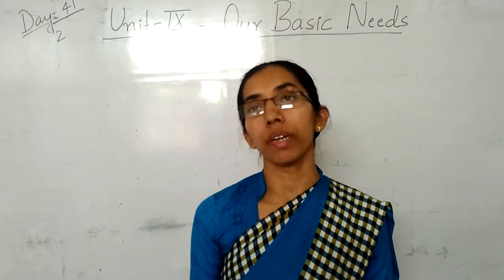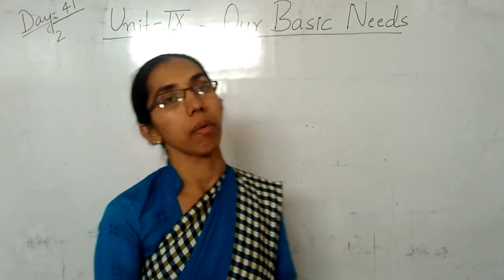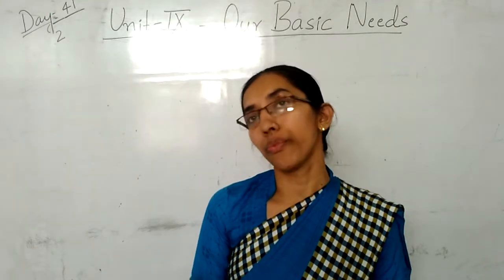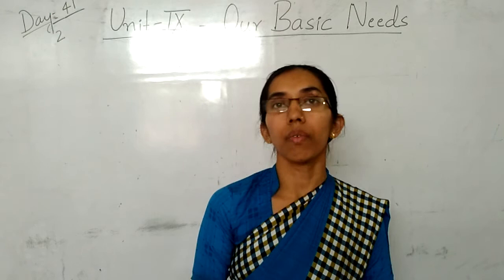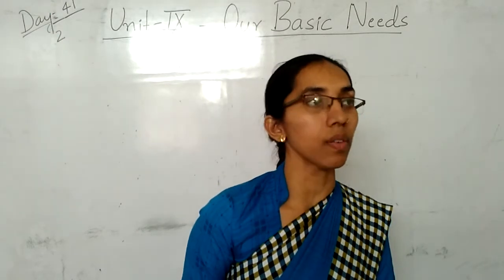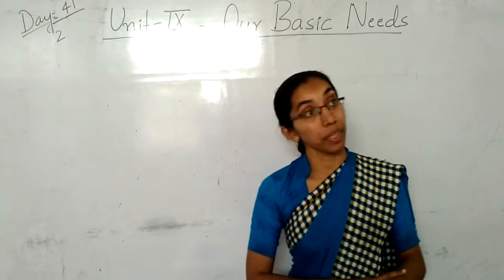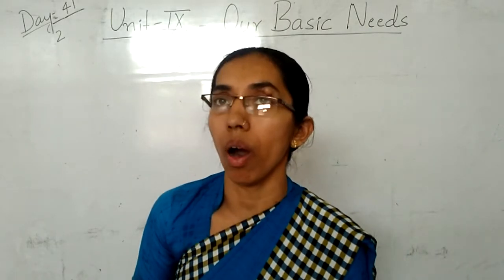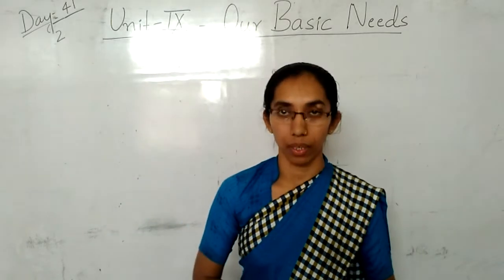So children, today I will take the revision for Unit 9, that is our basic needs. Our basic needs are air, water, clothes, shelter. These are our basic needs. Air is all around us, but we cannot see the air. We can feel it. In the summer we can feel the hot air. In the winter we can feel the cool air.